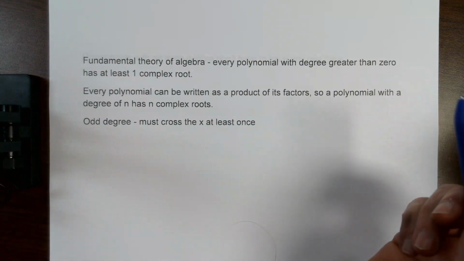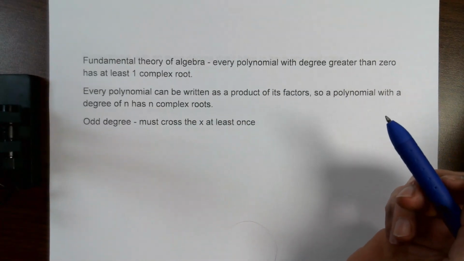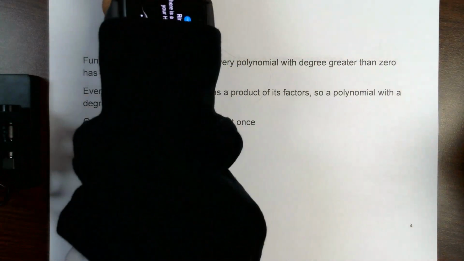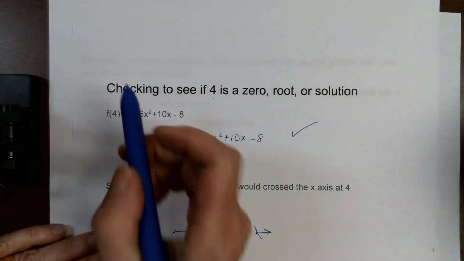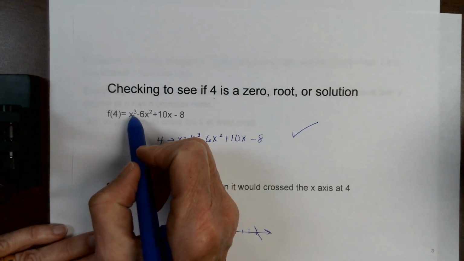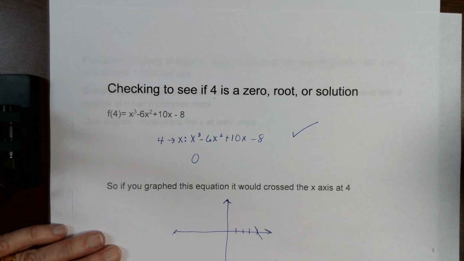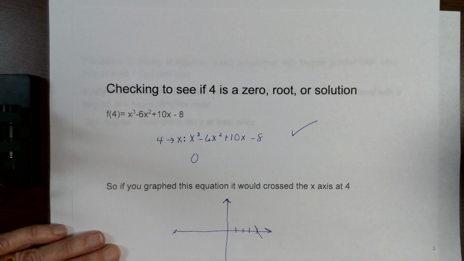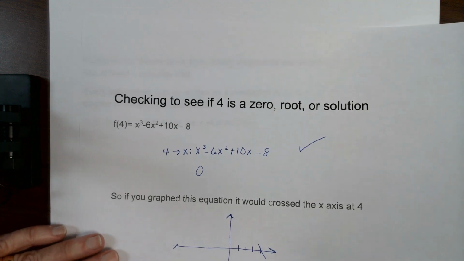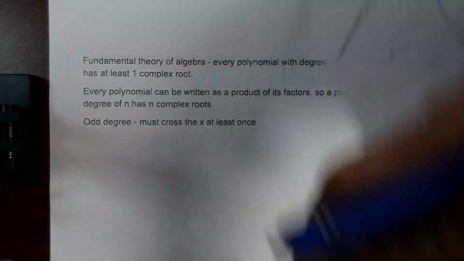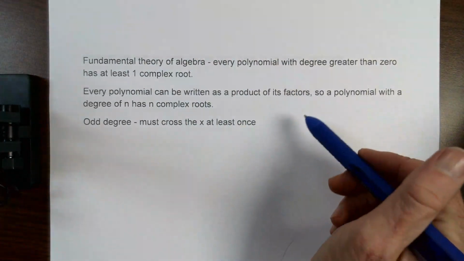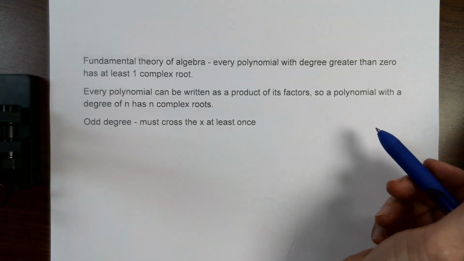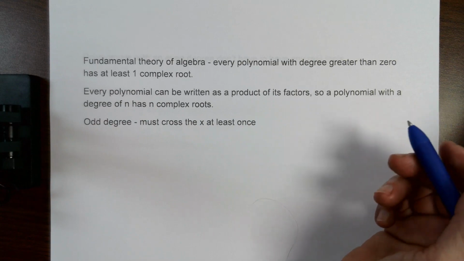The fundamental theorem of algebra says that every polynomial with a degree greater than 0 has at least one complex root. Now, if I come back here, the degree of this polynomial is 3, so it has 3 complex roots. They might be real, they might be imaginary, they might be rational, they might be irrational, but there are 3 complex roots. Every polynomial can be written as a product of its factors, so a polynomial with a degree of n has n complex factors.